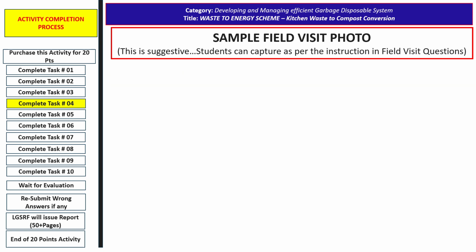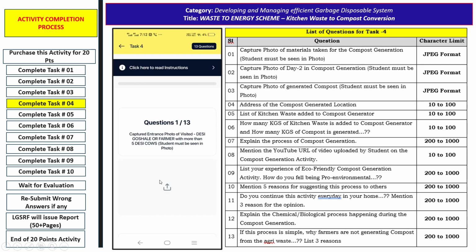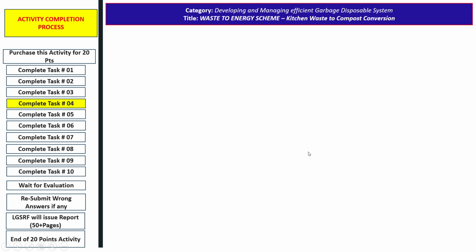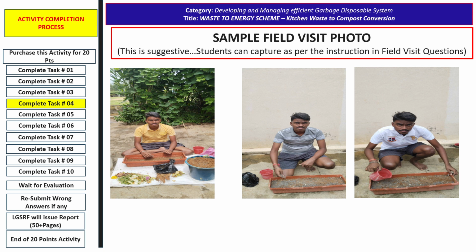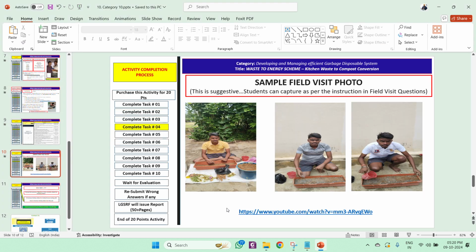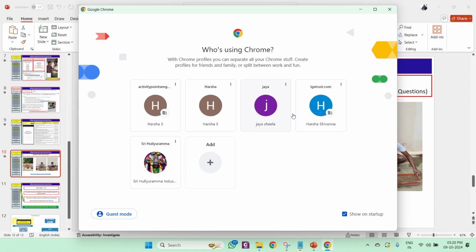As one part of this list, you can check question number 8. Mention the YouTube URL of the video uploaded by the student on the compost generation activity. For the 7 days of work the student has done, he has to create a video of around 2 minutes that briefs the work done. This student has uploaded the video, so let us watch that as a reference.